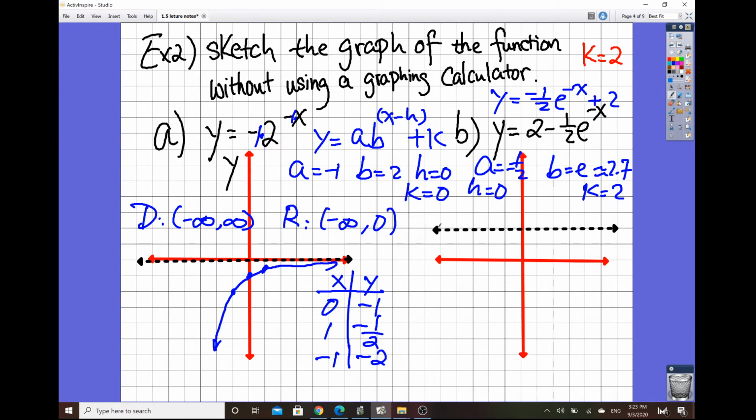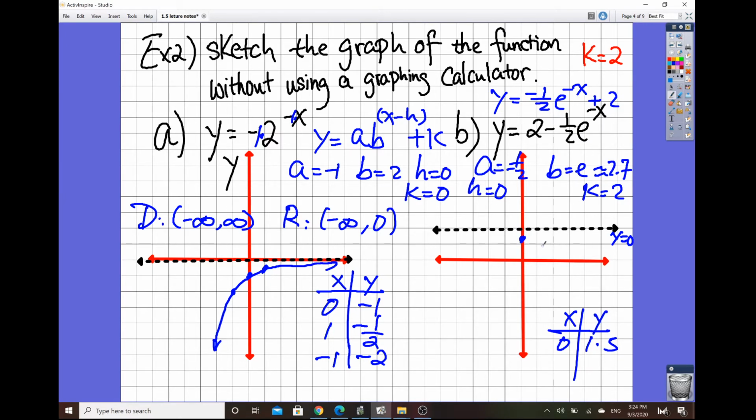So what I started with first is the horizontal asymptote, y equals 2. Again, k is not just the vertical translation, but also the horizontal asymptote if the function is exponential. And what we can do next is set up the xy table to get some points on the graph. We can start off with an easy number, 0. e to the power of 0 is 1. 1 times negative 1/2 is negative 1/2. Negative 1/2 plus 2 is 1.5. So the point is 0, 1.5, all the way up here.